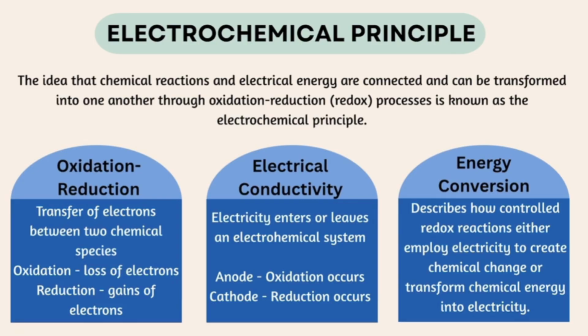Next, we have the electrical conductivity. Electricity enters or leaves an electrochemical system. Anode is where the electron loss or oxidation occurs, and cathode is the electrode where reduction occurs. And lastly, we have the energy conversion. It describes how controlled reactions either employ electricity to create chemical change or transform chemical energy into electricity.